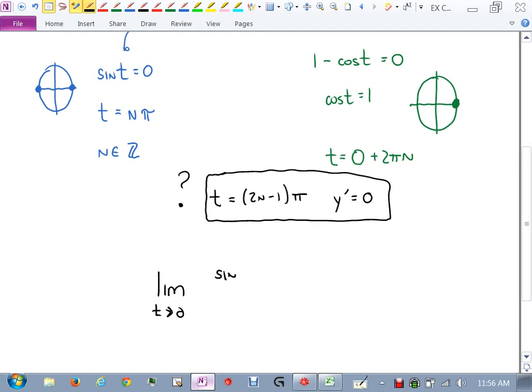The derivative was sine t, not x, over 1 minus cosine t. Hey, that's a problem I would have given on my Cal 1 exam for my Cal 1 students. You get 0 over 0, don't you? Okay. When you have 0 over 0, L'Hopital's rule, right? Use L'Hopital's rule. It's the limit as t goes to 0 of the derivative of the top. What do you get? Cosine t, over the derivative of the bottom, sine t.